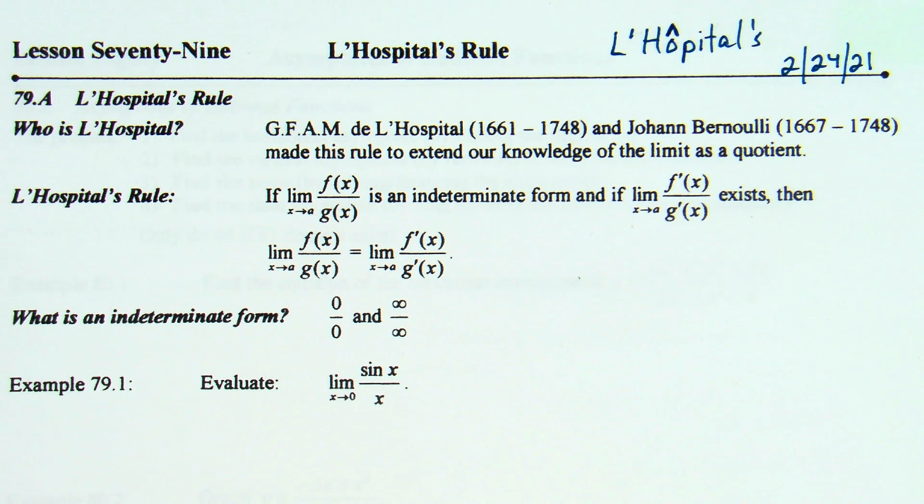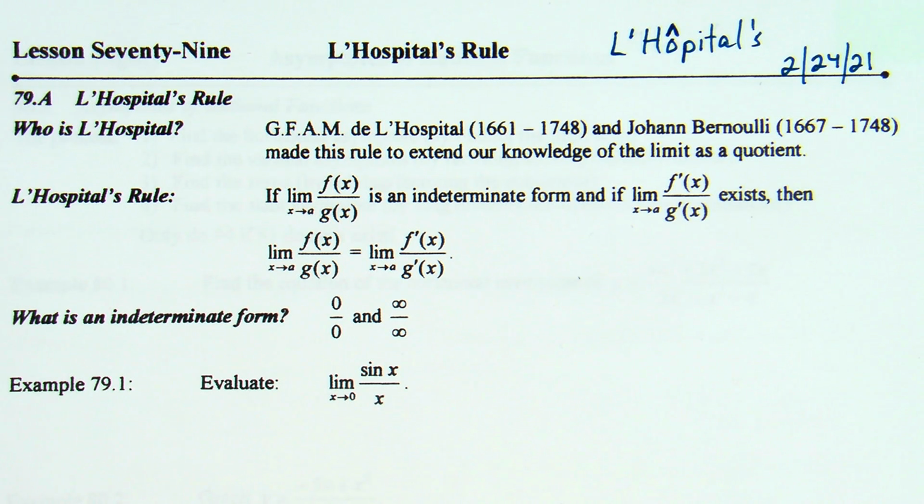Okay, so L'Hopital's rule is based on G.F.A.M. de L'Hopital, and John Bernoulli made this rule to extend our knowledge of the limit as a quotient. We have a specific time we use L'Hopital's rule, and that is when we hit what is called an indeterminate form. When we take a limit and we get something such as 0 over 0 or infinity over infinity, that's when we can apply L'Hopital's rule.